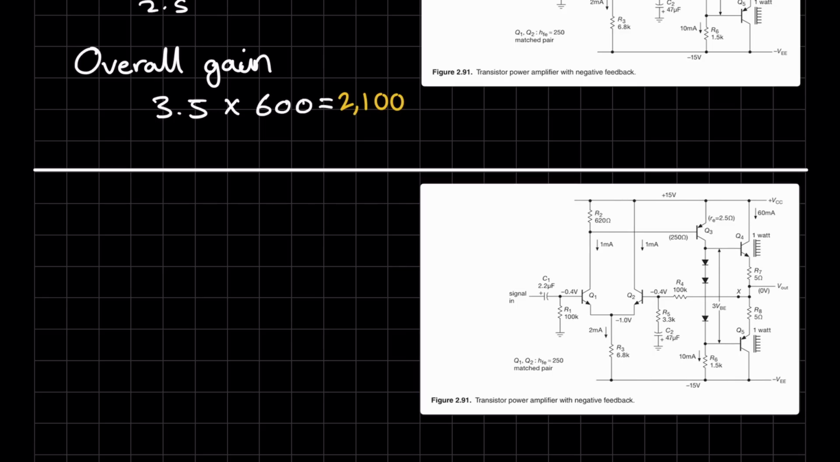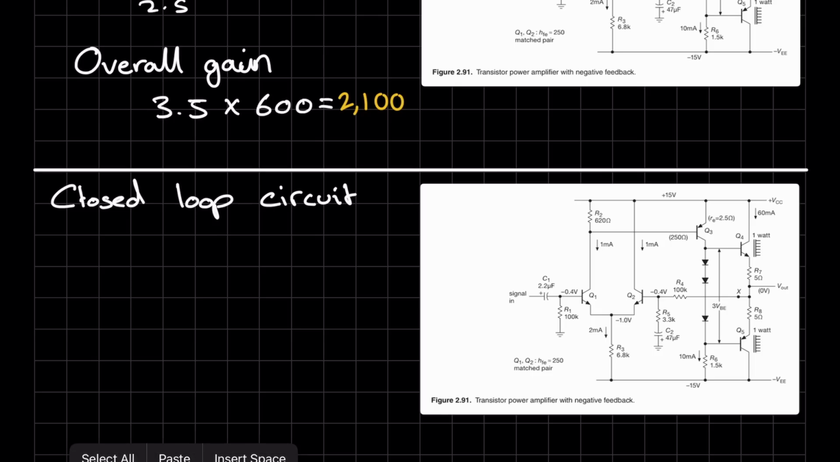Now if we look at a closed loop scenario where this feedback is not removed from the circuit, our output impedance is reduced by 1 over the loop gain. And the loop gain is basically equal to the feedback factor times the overall gain. So the feedback factor in this circuit is basically determined by this section over here. So you can see that this is a potential divider.